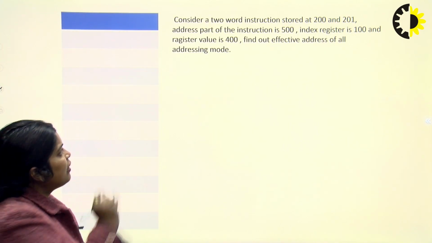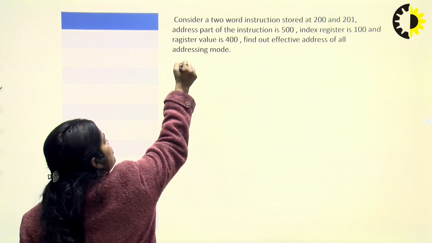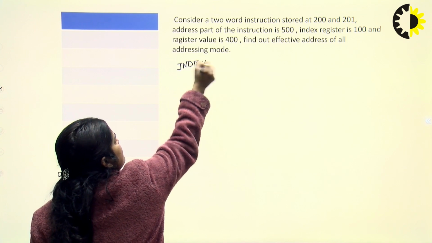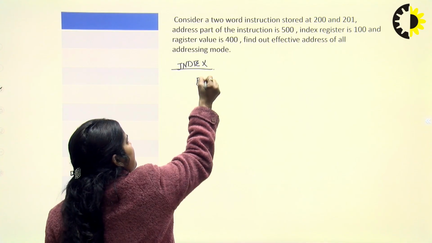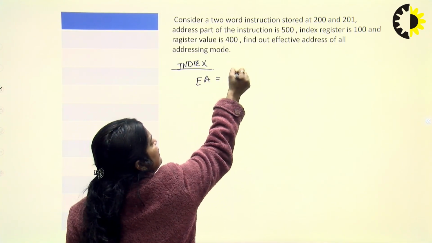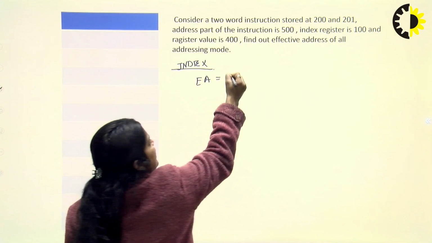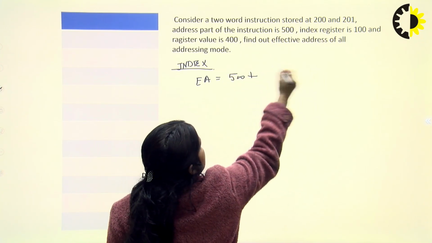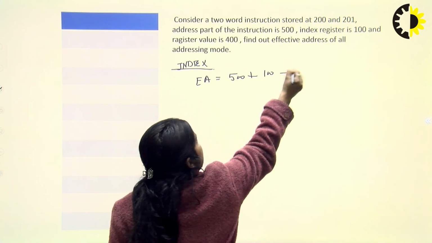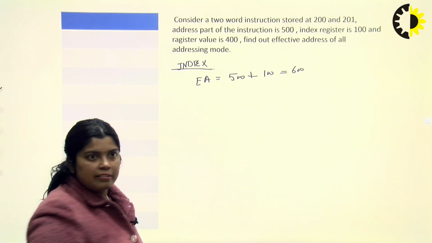Now the next one is the index register mode. In the index register mode, you have to calculate the effective address. The content part of the instruction is 500 plus the index register value, 100. So the effective address is 600.